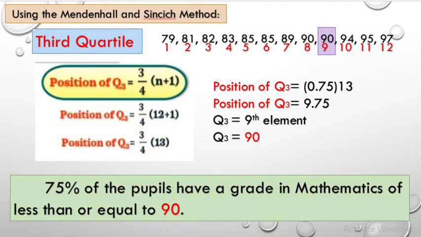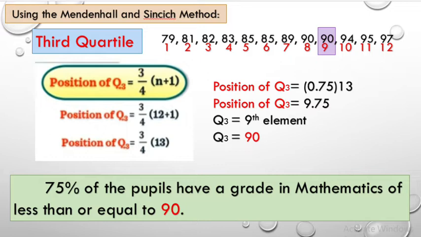Next naman po nating isolve ay ang third quartile. So, our k here is 3. 3 na kasi third quartile na tayo. So, 3/4 times n plus 1. Our n is 12, kaya magiging ganyan na po yung itsura. Pakitingnan na lang po sa ating PowerPoint presentation.